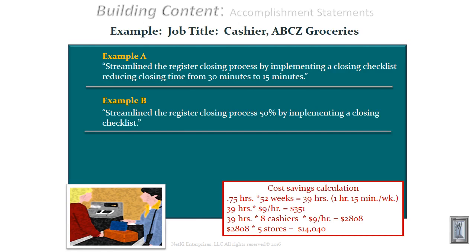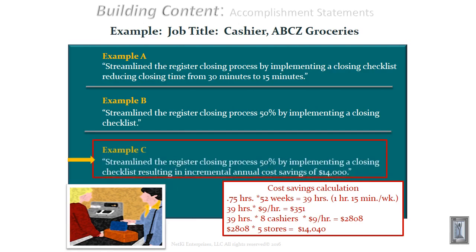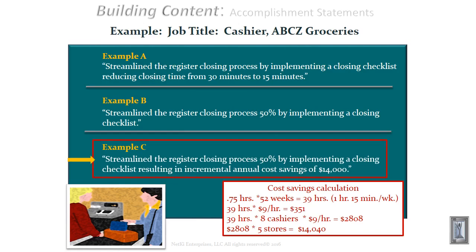Now, additional information is that the new process was adopted for all of the cashiers in the store, which is a total of 8, which now equals 39 hours times 8 equal 312 hours or $2,808 saved annually. Now, let's go even further and say that the company adopted this process for all 5 of its stores, which also have 8 cashiers, which now equals 1,560 hours or $14,000 annually. Let's write this in the accomplishment statement. This example demonstrates the impact and cost savings you can realize in any position if you have the right information.